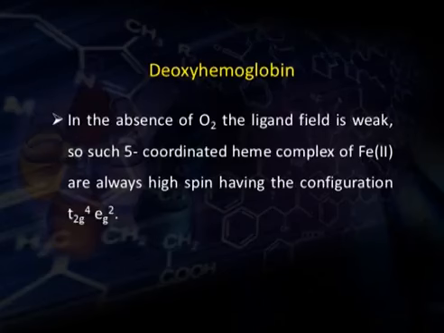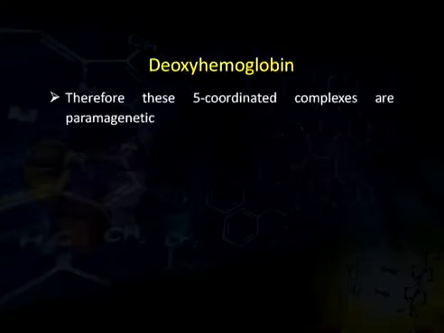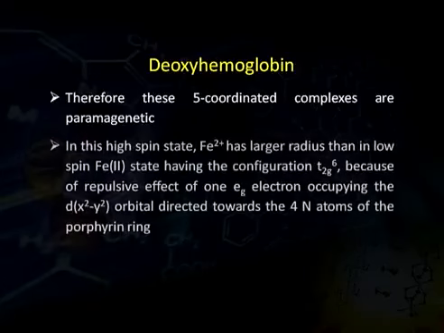In the absence of oxygen, the ligand field is weak. So, such 5 coordinated heme complexes of iron 2+ are always high spin, having the configuration t2g4 eg2. Therefore, these 5 coordinated complexes are paramagnetic. In this high spin state, Fe2+ has a larger radius than in the low spin Fe2+ state, having the configuration t2g6. In this, all the electrons are paired because of the repulsive effect of one eg electron occupying the dx2-y2 orbital, which is directed towards the 4 nitrogen atoms of the porphyrin ring.